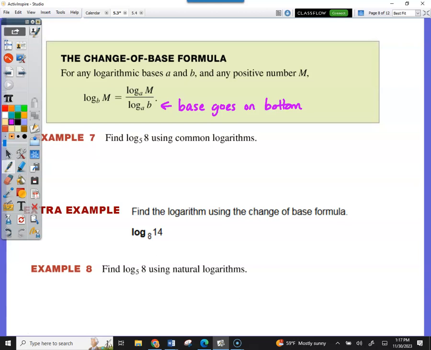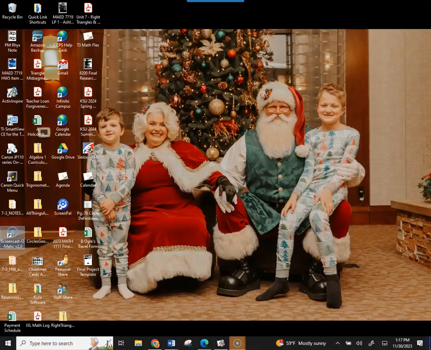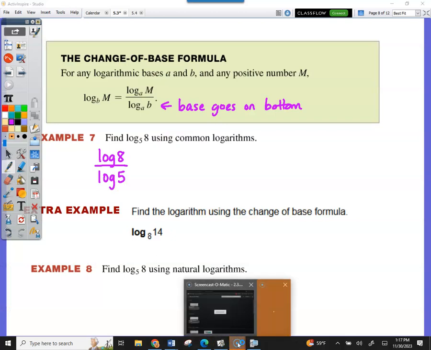Alright, so let's use the change of base formula for log base 5 of 8. You could just type it in the calculator, but we're going to use the change of base formula instead. The change of base formula would change that to log 8 over log 5. What is the understood base? 10. Now, let me pull up my graphing calculator. The idea was we have it in not base 10 form, and we need to change it to base 10 form so we can evaluate it with the log button.